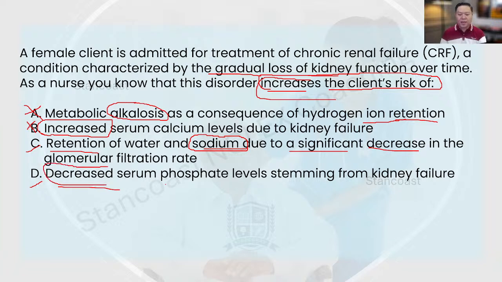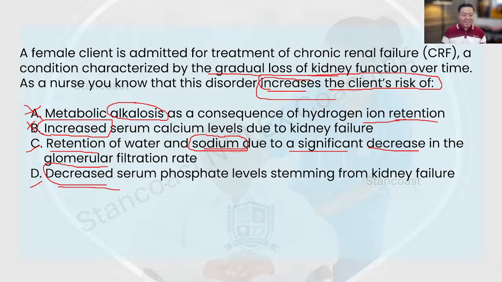Well, in CRF, it's always increased phosphorus. So you have to get rid of those two immediately. Now, another is you're going to have to recall the pathophysiology in chronic renal failure and also the changes that will take place. And once you recall those changes, the pathological changes, I should say, we want to make sure that we are aligning with the manifestations that are presented in the options.